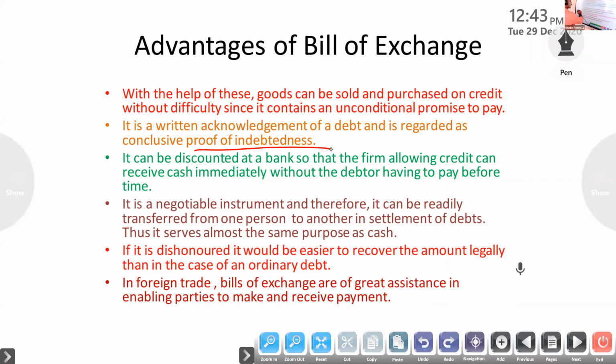Next one, it is a negotiable instrument. It can be readily transferred from one person to another. So I am doing that now: I have given it to Aditya.